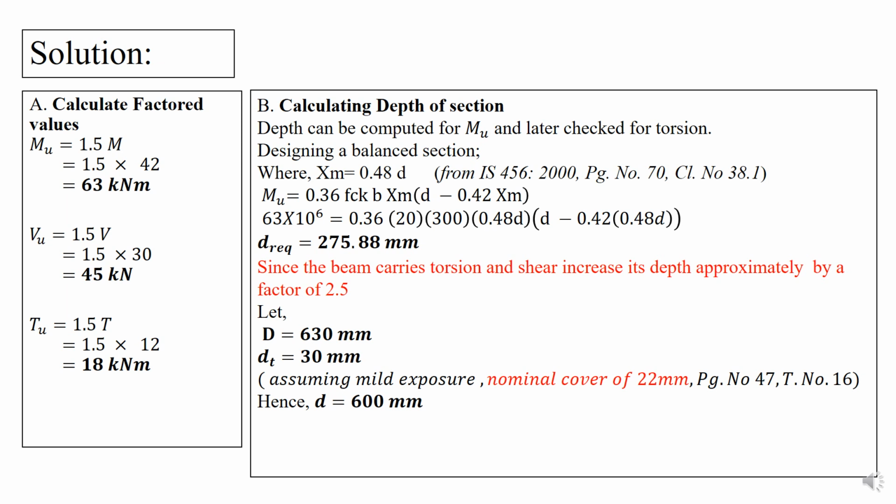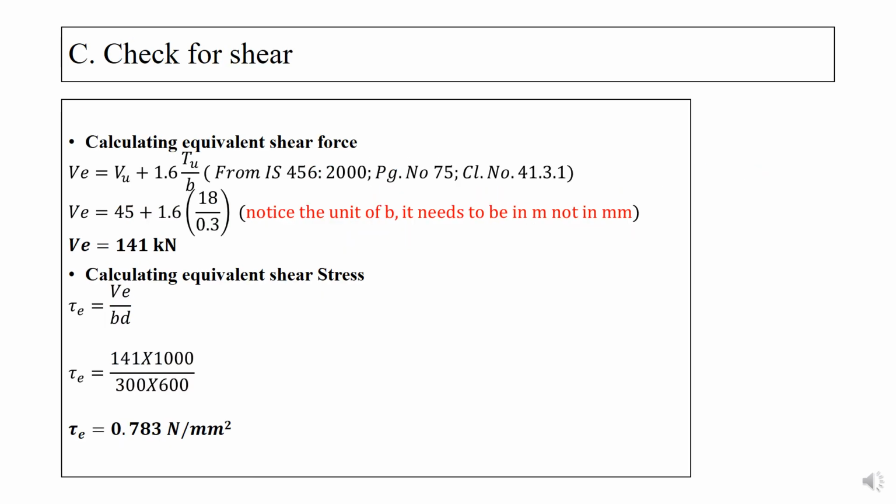It is assumed that bars are of 16 mm diameter. Since the depth is 600, the bars need to be of significant size, at least 16 mm bars at bottom. And there is an assumption of mild exposure with a nominal cover of 22 mm given on page number 47, table number 16. Therefore the effective cover turns out to be 30 mm and the effective depth turns out to be 600 mm.